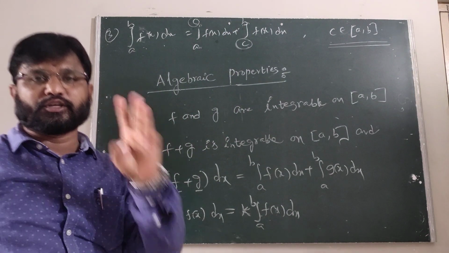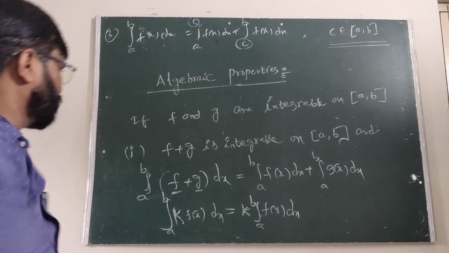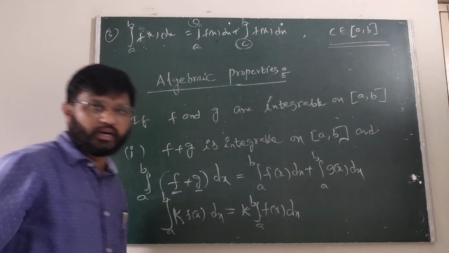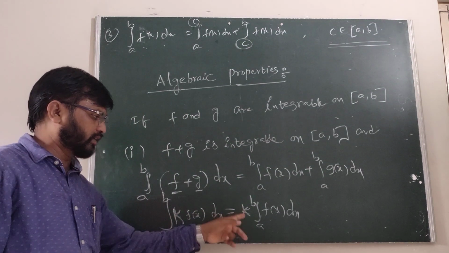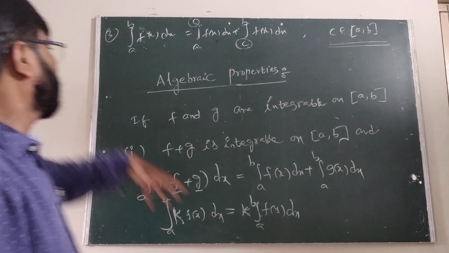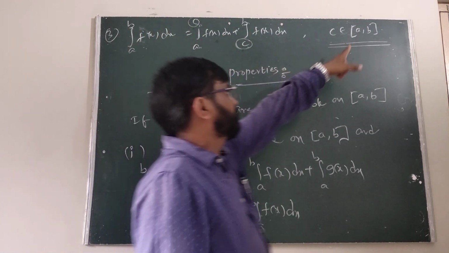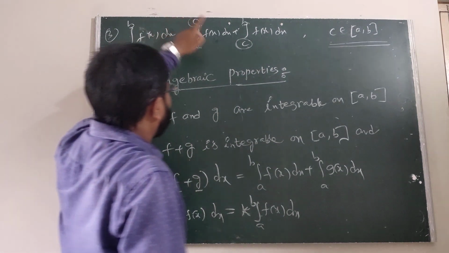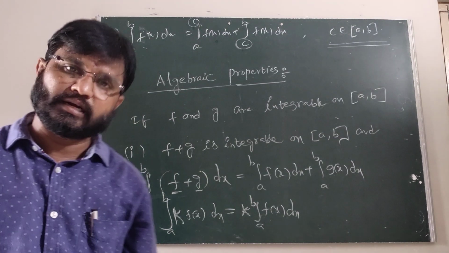We have to observe the three properties here. The first is the algebraic property: the integral of f plus g of x dx will be the integral of f of x dx and the integral of g of x dx. The second: the integral from a to b of k into f of x dx is nothing but k into the integral from a to b of f of x dx. The third property is the integral from a to b of f of x dx, where c lies in the interval a to b; then it will be the integral from a to c of f of x dx plus the integral from c to b of f of x dx.